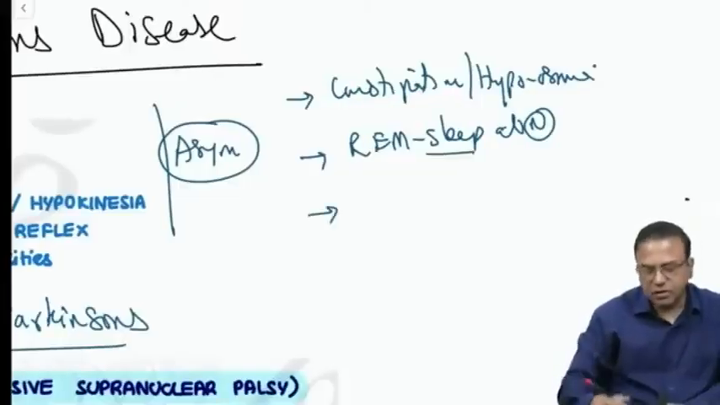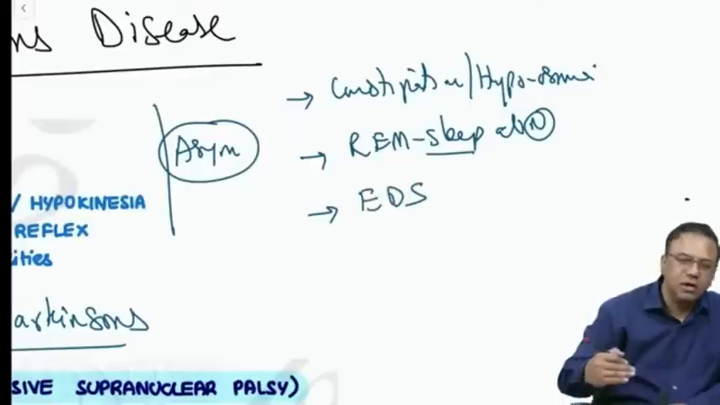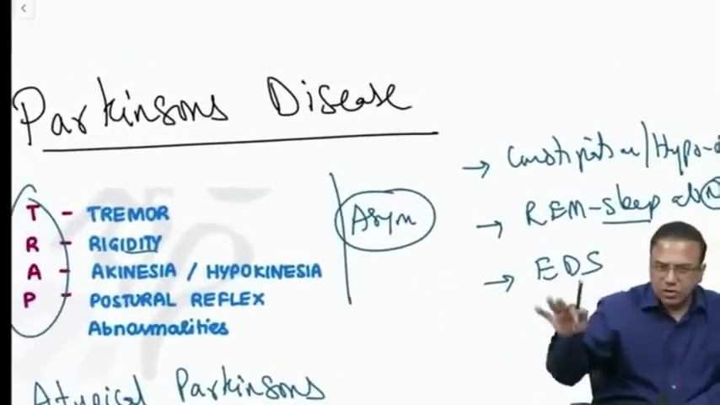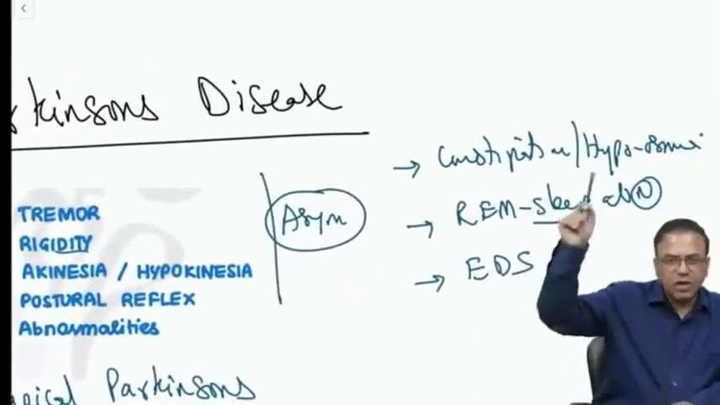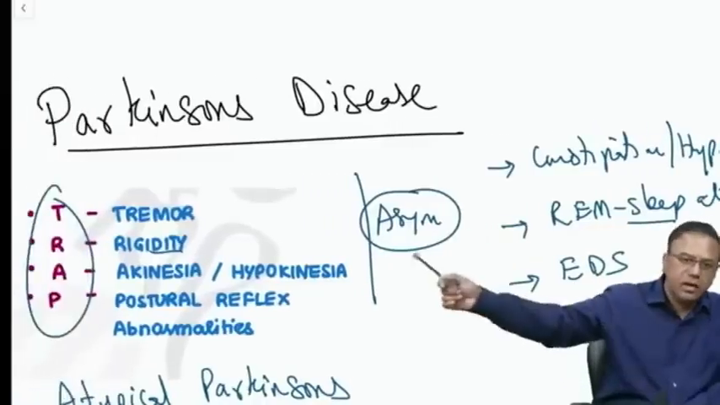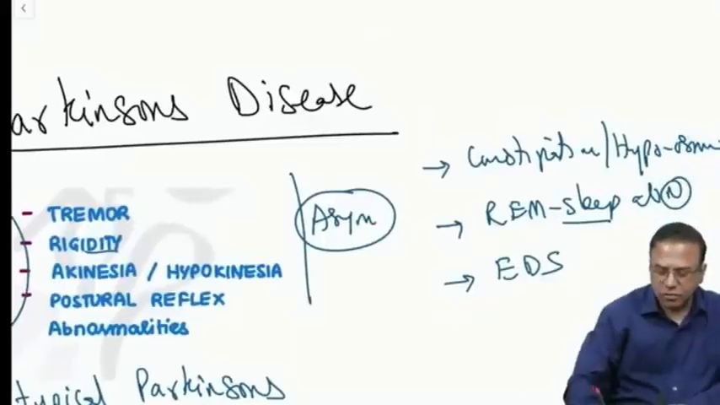Then come the other features where you can get excessive daytime sleepiness. The patient can have depression. All these will occur, then ultimately you get the core features of Parkinson's. So this is the natural history of Parkinson's. It starts with constipation, hyposmia, sleep abnormality, excessive daytime sleepiness. Then the core features and then other features can occur. So this was an MCQ for us, which is the earliest feature. The earliest feature is constipation.